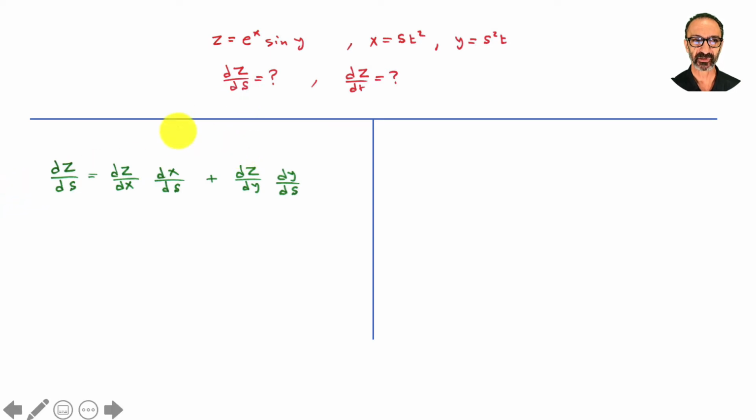Let's take care of the first one here. dz dx is e to the x sine y. To find the derivative with respect to x right here, this acts like a constant and this doesn't change, so the whole thing is the same. Let's look at dx ds. The derivative of this with respect to s will be t to the second.